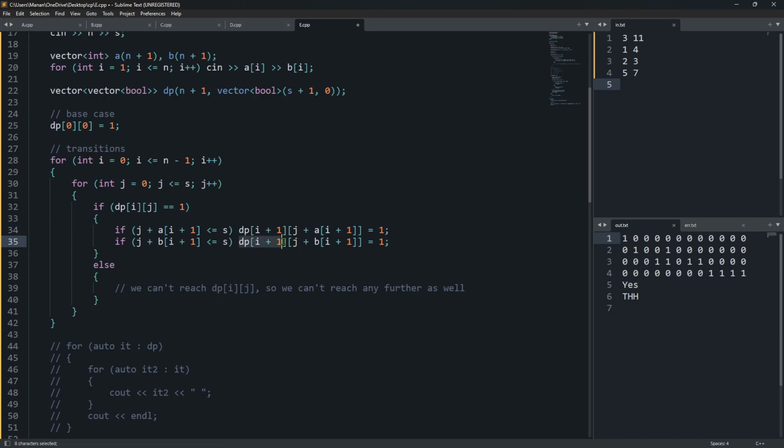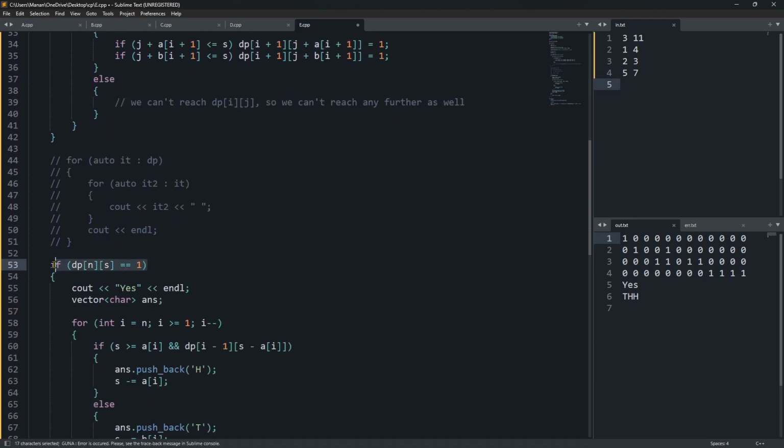Similarly for this one, dp of i plus 1 comma j plus b of i plus 1, where the i plus 1 card is facing downwards. So again, this can be marked as reachable, and we do this only when j plus a of i plus 1 is less than or equal to s, right? Because otherwise it will just go array index out of bounds. Anyway, we are just interested in reaching a sum of s and not s plus 1, s plus 2, etc. So the final answer is just dp of n comma s, right?